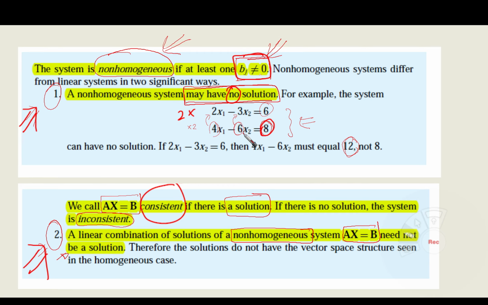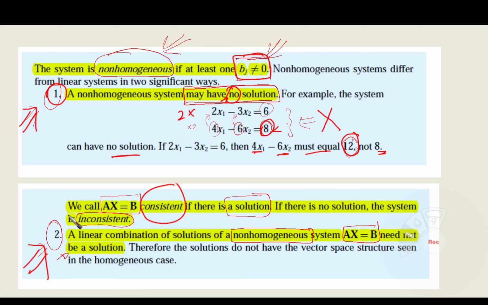Okay, so this system has no solution, as you can see. That's the meaning of the word no here. If 2x1 minus 3x2 equals 6, then 4x1 minus 6x2, the left hand side of the second equation here, must equal 12, not 8. Here it is 8. Do you understand? So this means that this system has no solution. This is considered to be the first difference between the non-homogeneous and the homogeneous systems.